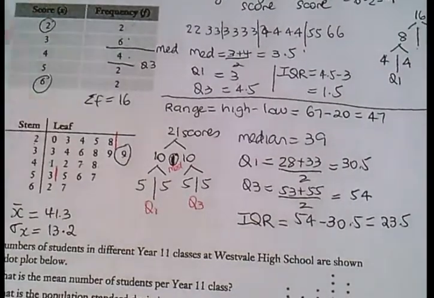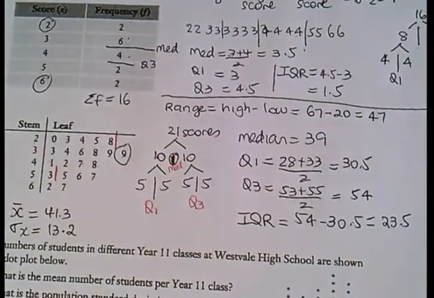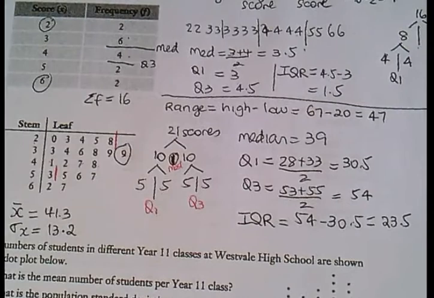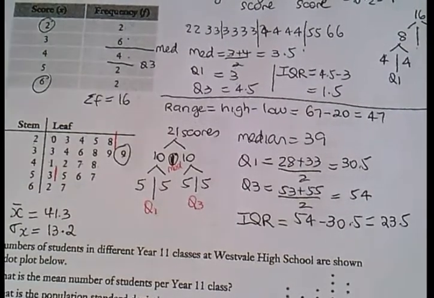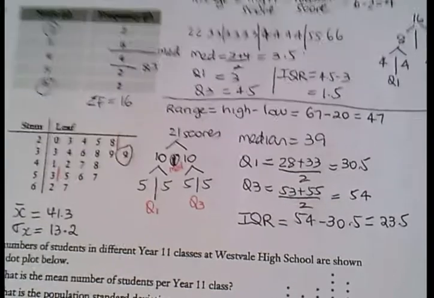If there's not a lot of scores, write them out, especially if the question's worth 4 or 5 marks. Write them out. If it's only 16, 20 scores, it's not that much to write out. All right?